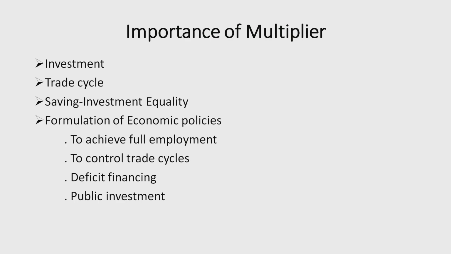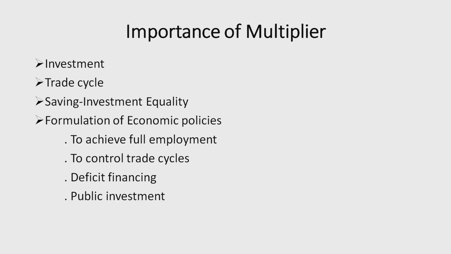So, next is savings investment equality. It also helps in bringing the equality between savings and investment. Suppose there is any divergence between savings and investment, an increase in investment leads to a rise in income by the multiplier process, by more than the increase in initial investment. As a result of the increase in income, savings will also increase, until it equals investment.